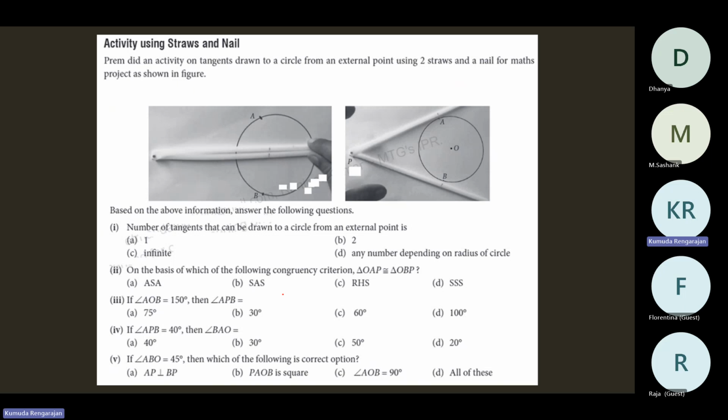The number of tangents that can be drawn to a circle from an external point? 2, ma'am. Which is the rule here? Congruence rule? SSS, ma'am. Okay.